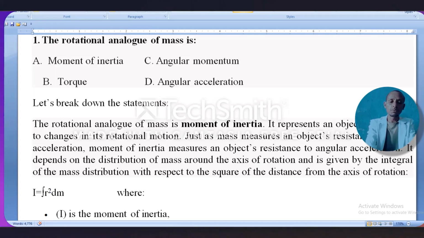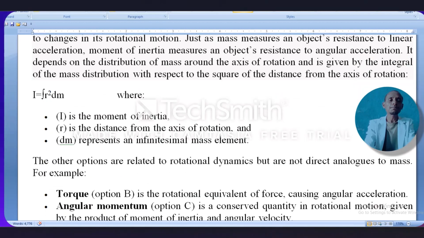So when we come to the equation for this idea, moment of inertia is given by the equation I, which stands for moment of inertia, equals the integral of r squared dm. r is the distance from the axis of rotation and dm represents the infinitesimal mass element. The other options are related to rotational dynamics but are not directly analogous to mass.